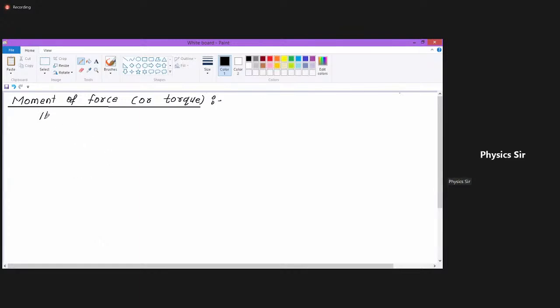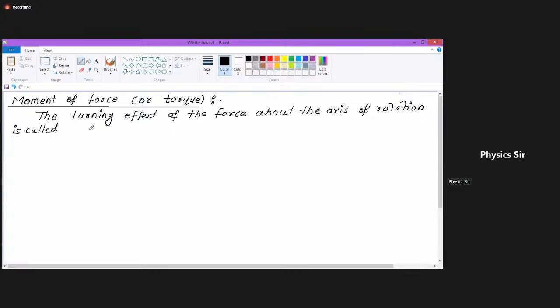So I can write, you can also start writing as I'm writing on the board: the turning effect of the force about the axis of rotation is called moment of force.